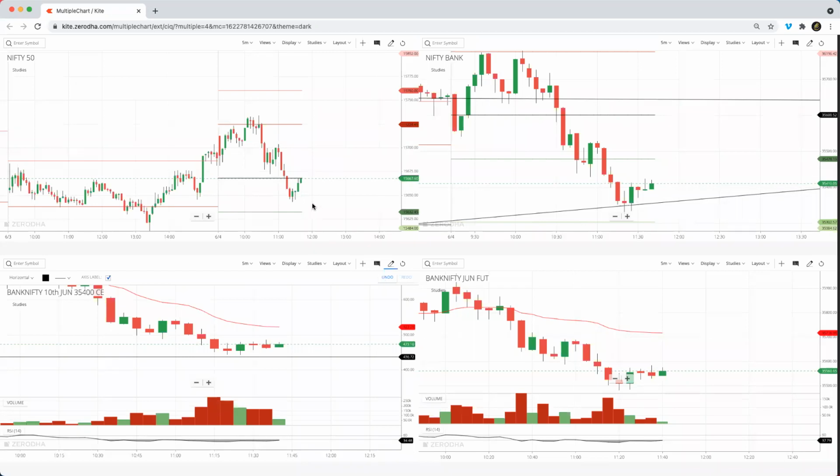So Nifty is looking much stronger than Bank Nifty. We need at least this volume to take off from these levels. That would have given us some sort of conviction. So as far as the day is concerned, the first significant level would be over here.